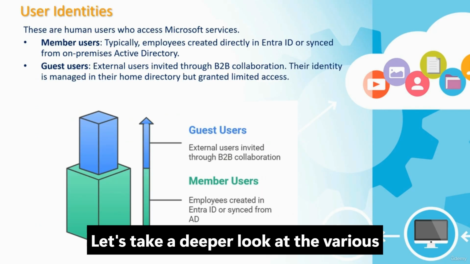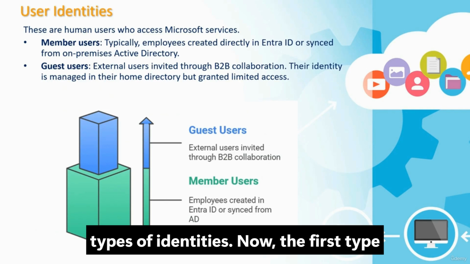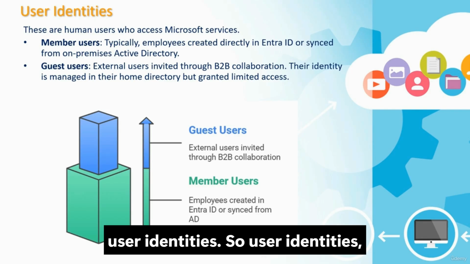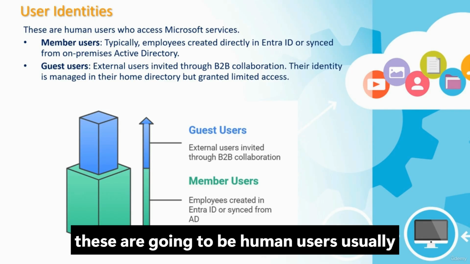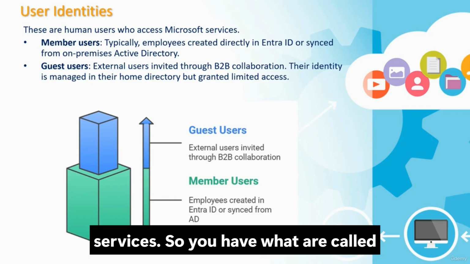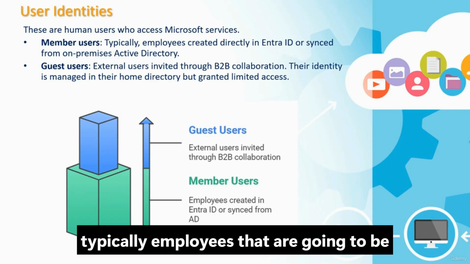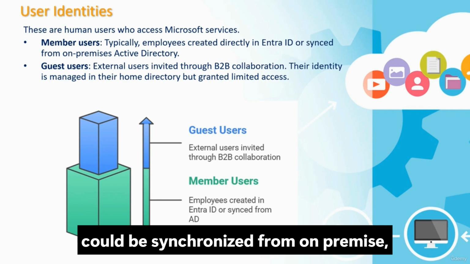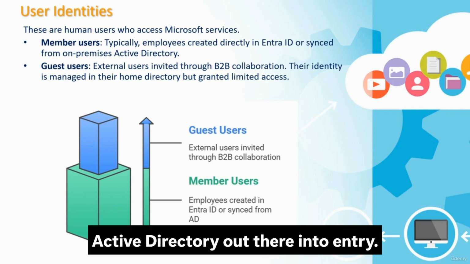Let's take a deeper look at the various types of identities now. The first type of identity, one of the most common, is user identities. These are usually human users who are going to be accessing your services. So you have what are called member users. These are typically employees that are created directly in Entra ID, or they could be synchronized from on-premise Active Directory into Entra ID.